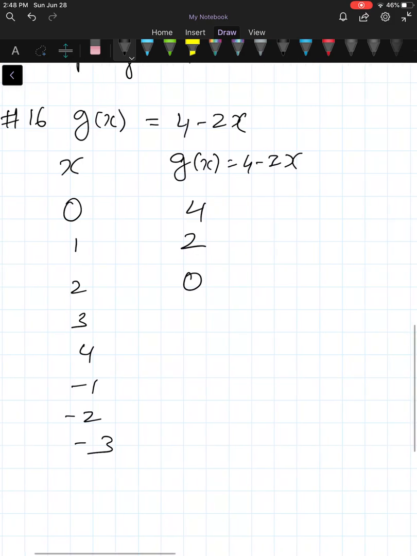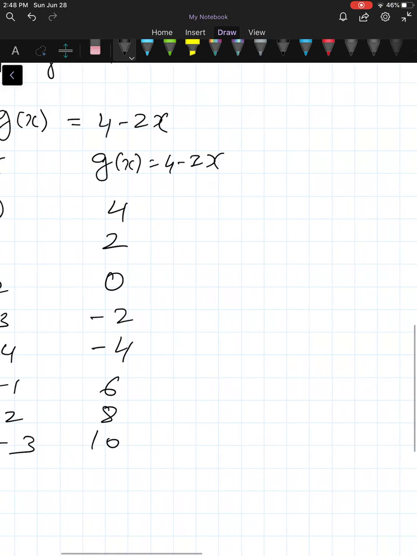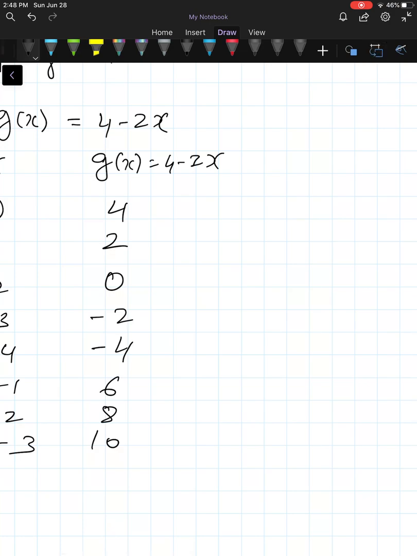When x is 3, 4 minus 6 would be -2. When x is 4, 4 minus 8 would be -4. And for negative values: when x is -1, g of x would be 6. When x is -2, 4 plus 4 is 8. And when x is -3, 4 plus 6 is 10. So now we have to plot this. I need a coordinate plane.